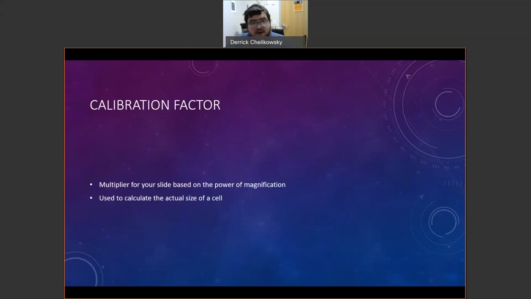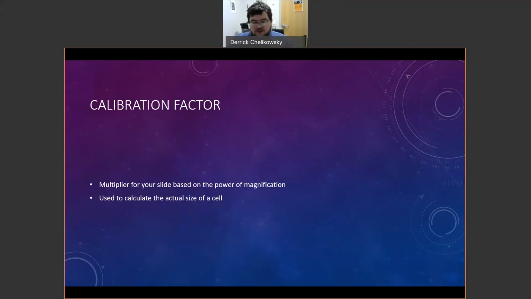Now, what is a calibration factor? A calibration factor is a multiplier for your slide based on the power of magnification. Let's think about it, shall we? As I said in the microscopy video, we're looking down through the microscope, and you have your slide, then you have your nose piece with your revolving turret. That turret has the different objectives on it, and each objective has its own power. And then you have your eyepiece objectives as well.